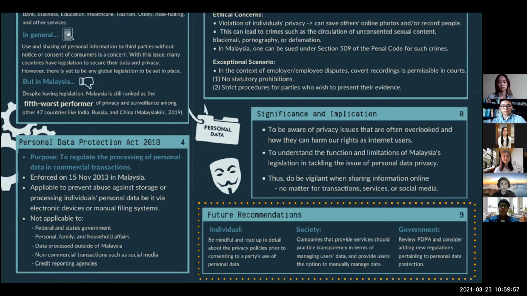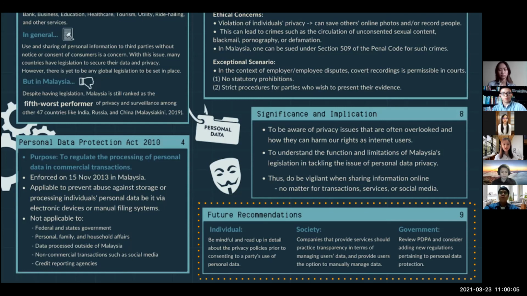For societies, companies that provide services should practice transparency in terms of managing users' data and provide their users the options to manage their personal data manually. As such, users can check their app allowed settings and uncheck any data they wish not to disclose. Lastly, it is hoped that the government will review PDPA and introduce new regulations pertaining to the personal data protection.